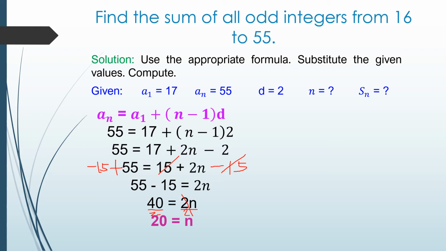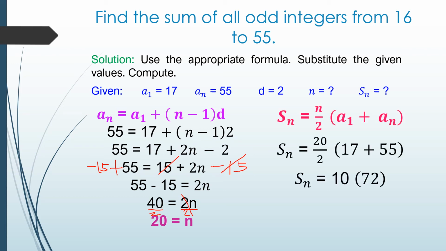Since alam na natin ang number of terms, pwede na nating makompute ang ating sum. So, for the sum, we will use the formula S sub n is equal to n over 2 multiplied by quantity a sub 1 plus a sub n. Bakit ito yung ginamit nating formula? Kasi, given naman sa atin ang first term at ang last term. Now, let us substitute. Ang n natin or number of terms ay 20 divided by 2. Then we have for the first term, we have 17 and for the last term, we have 55.